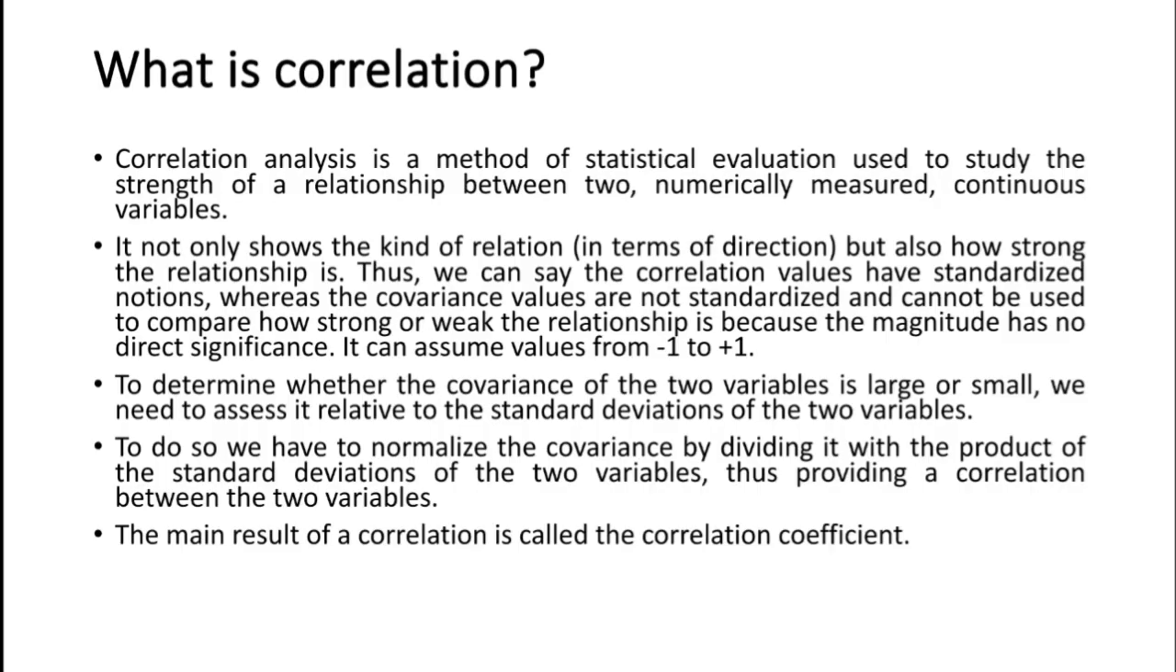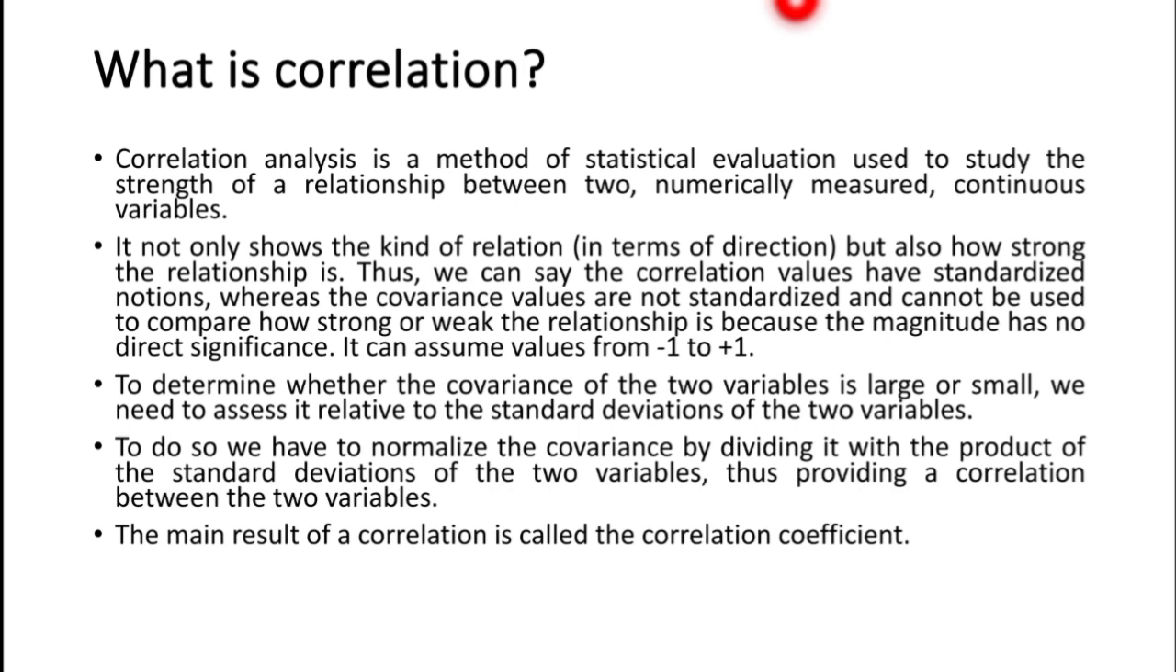So next, correlation. It's exactly opposite to the covariance. Covariance is going to measure the difference between two variables, but correlation, as the name suggests, relation, it's going to tell how much the two variables are related to each other. Getting my point, guys? So correlation analysis is a method of statistical evaluation used to study the strength of a relationship between two numerically measured continuous variables. I don't want to confuse you guys. In simple words, it is going to measure the relationship between the two variables. That means how much they are the same, how much they are related to each other, right?